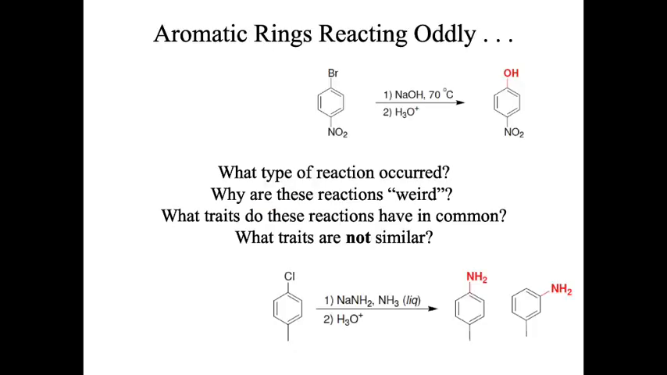So, last one is kind of neat. Aromatic rings reacting oddly. Let's take a look at that top reaction. What does it look like happened? Substitution. It's just a substitution. Okay? The bromine was substituted for the OH. Now the interesting question, well, what kind of mechanism would that be?